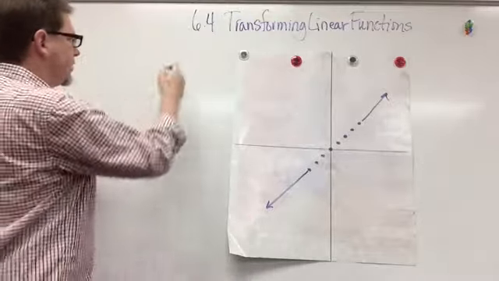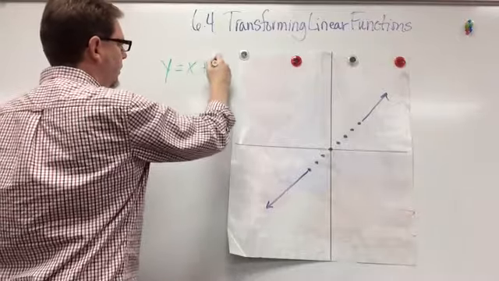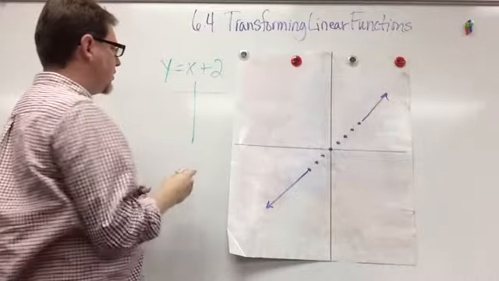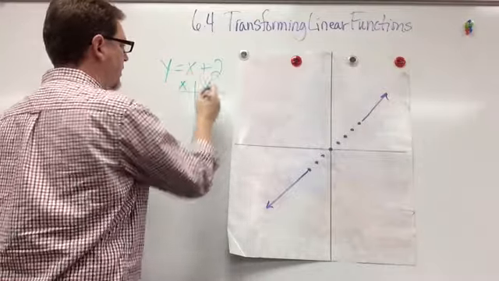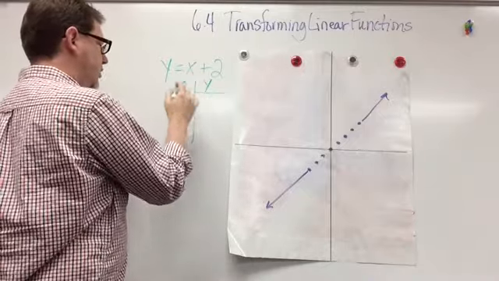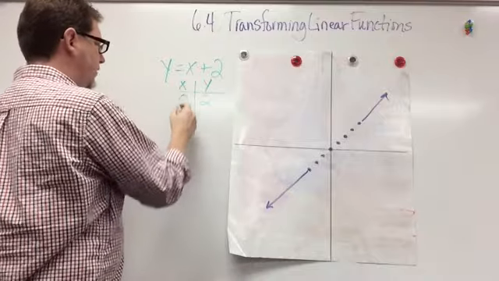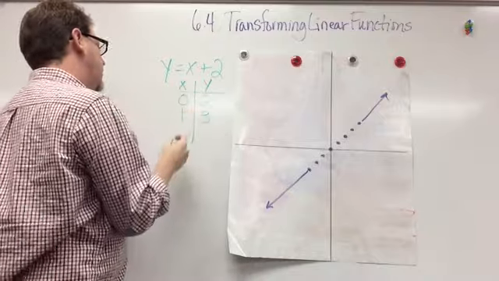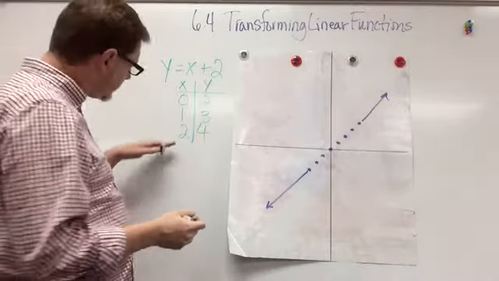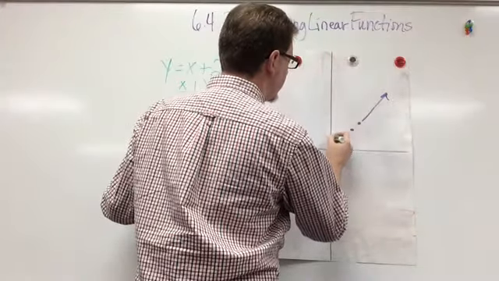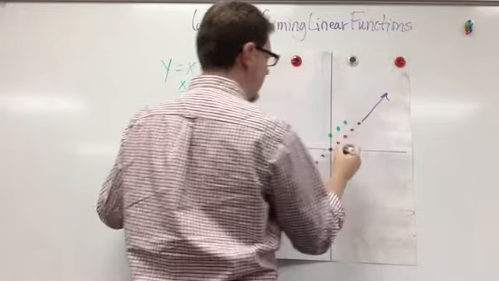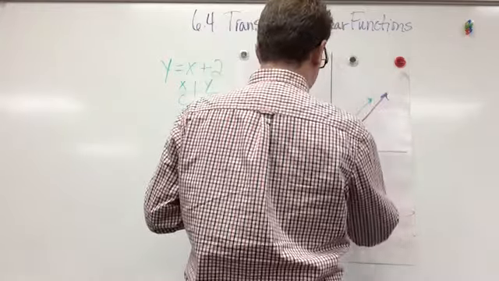So let's give me another function. How about y equals x plus 2? Okay? So when I graph y equals x plus 2, I can create a table with x and y. If x is 0, y is 2. If x is 1, y is 3. If x is 2, y is 4. And so we could graph those points: 0, 2, 1, 3, and 2, 4, and then my line would continue this way.